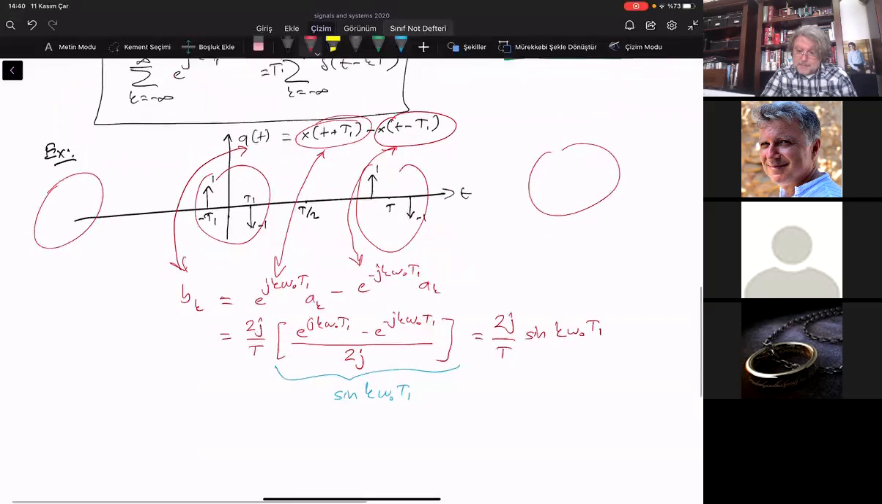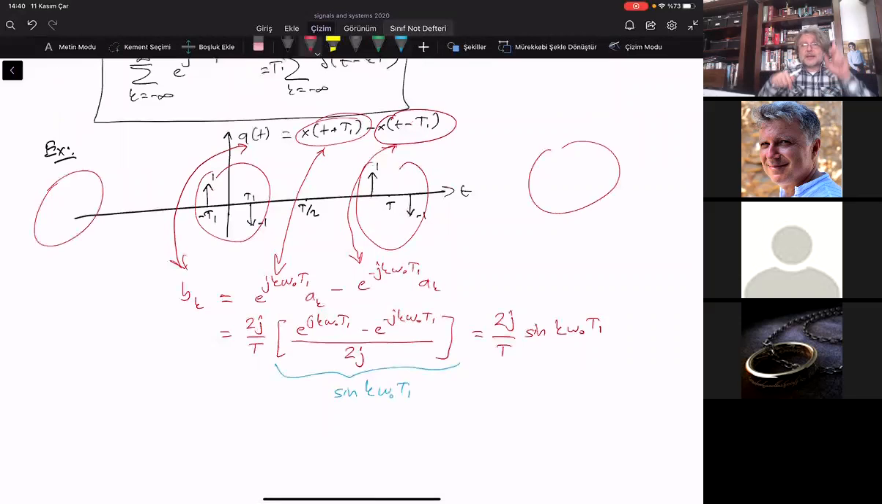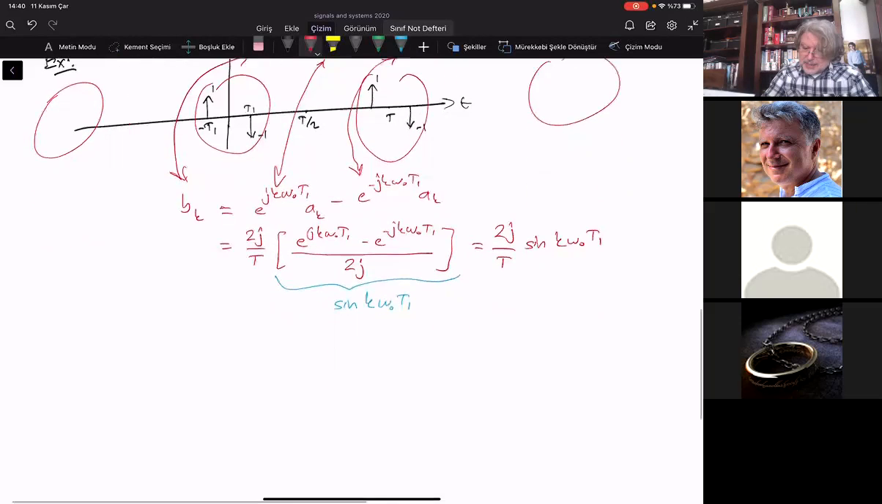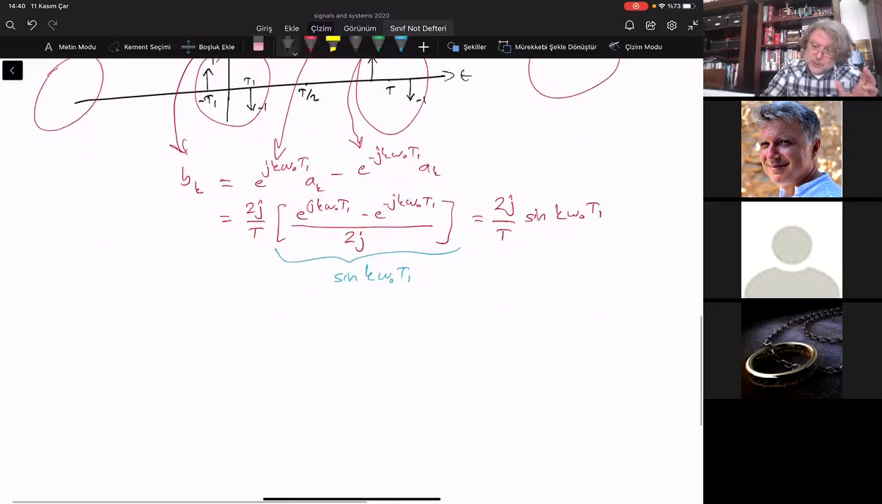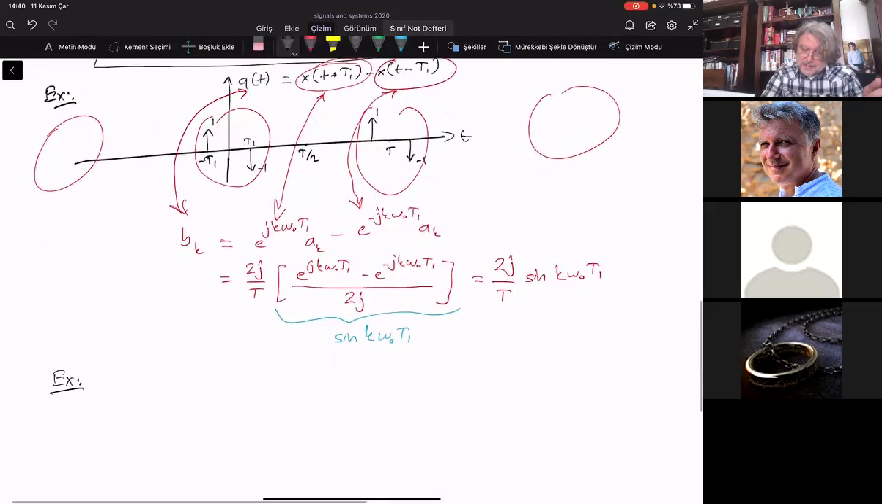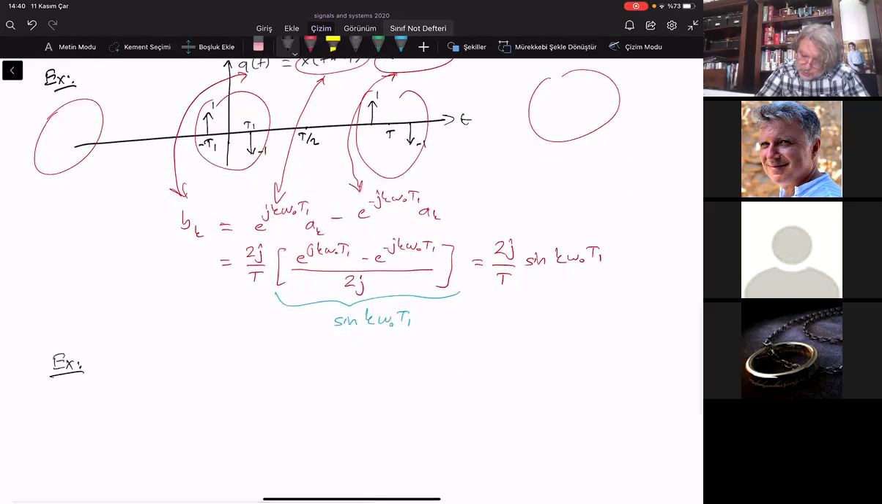These are the Fourier series coefficients of this positive, negative, positive, negative impulse train. Let's keep those in our minds, and let's continue with another example where we now integrate this Q of t to obtain the rectangular box train, which is like this.